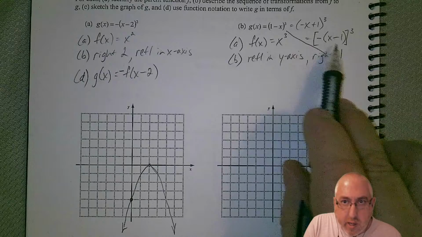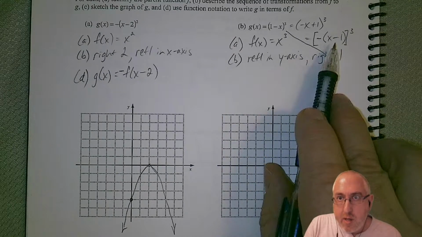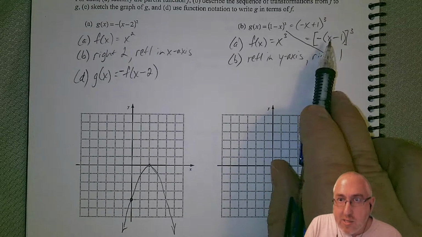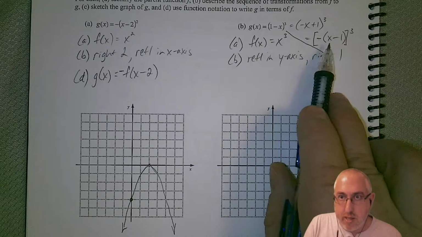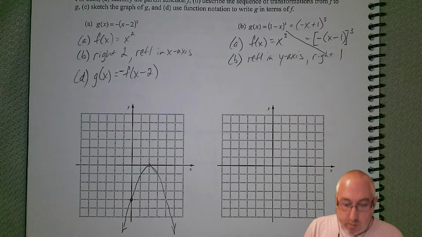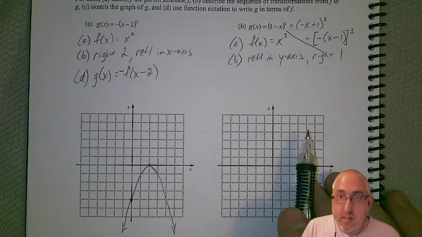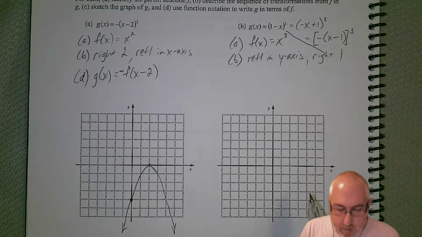Very, very tricky thing that they can do with these. So you got to be really careful with this, rewriting it. You want to know how x is being affected, not negative x. So you've got to do this extra step. Okay, so now that we know what it looks like, let's do it.